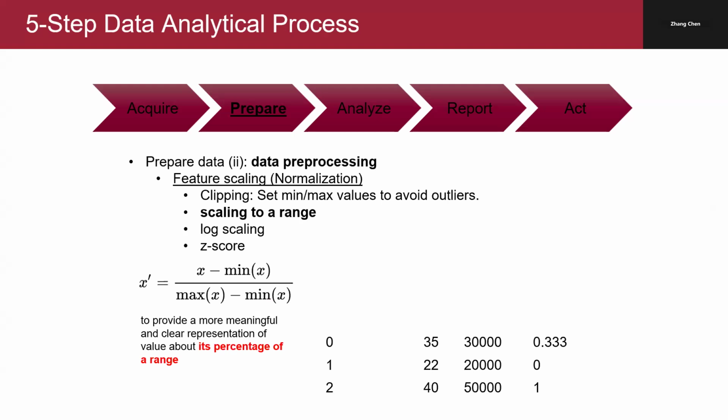We set minimal and maximal limits to reduce the impact of extreme outliers. Sometimes they also take the log. Log scaling is useful when the data spans a very wide range, such as income or population. The example here shows how salaries are converted into a scaled value, giving a clear representation of each value's relative position within the range.